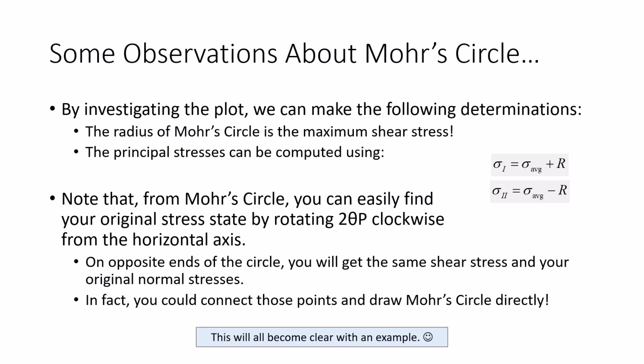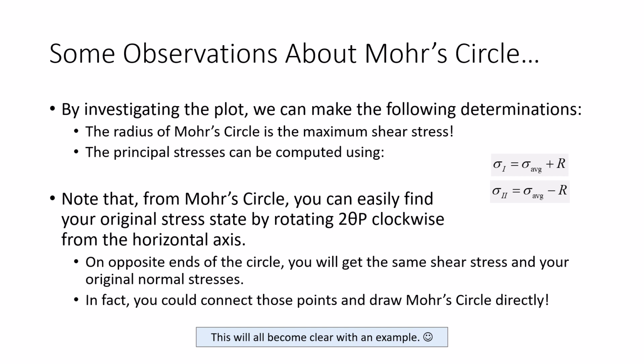Let me go through some observations about Mohr circle. Again, a lot of this is what I just said in the previous slide. By investigating the plot, we can find that the radius of Mohr circle is the worst case maximum shear stress. And the principal stresses, the worst case normal stresses, are just sigma average plus r and sigma average minus r. Now, what you can also do is go back to, let's say, an original stress state by rotating 2 theta p clockwise.